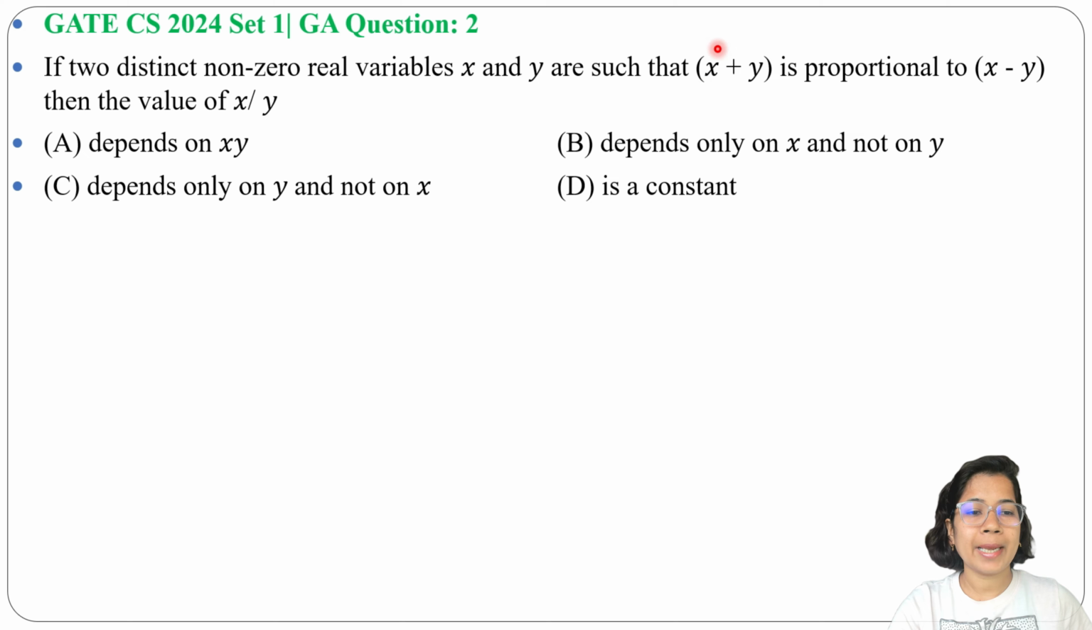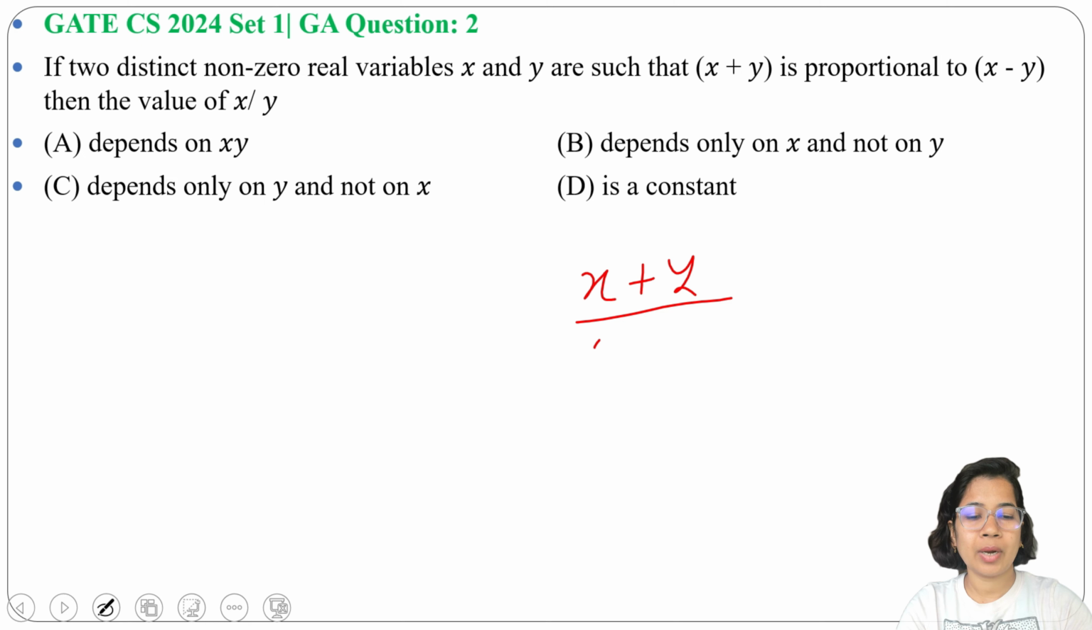Here it's given x plus y is proportional to x minus y, and we need to find what is the value of x divided by y. So x plus y is proportional to x minus y means x plus y divided by x minus y equals k. We can take x minus y to the right side. So x plus y will be k into x minus y.